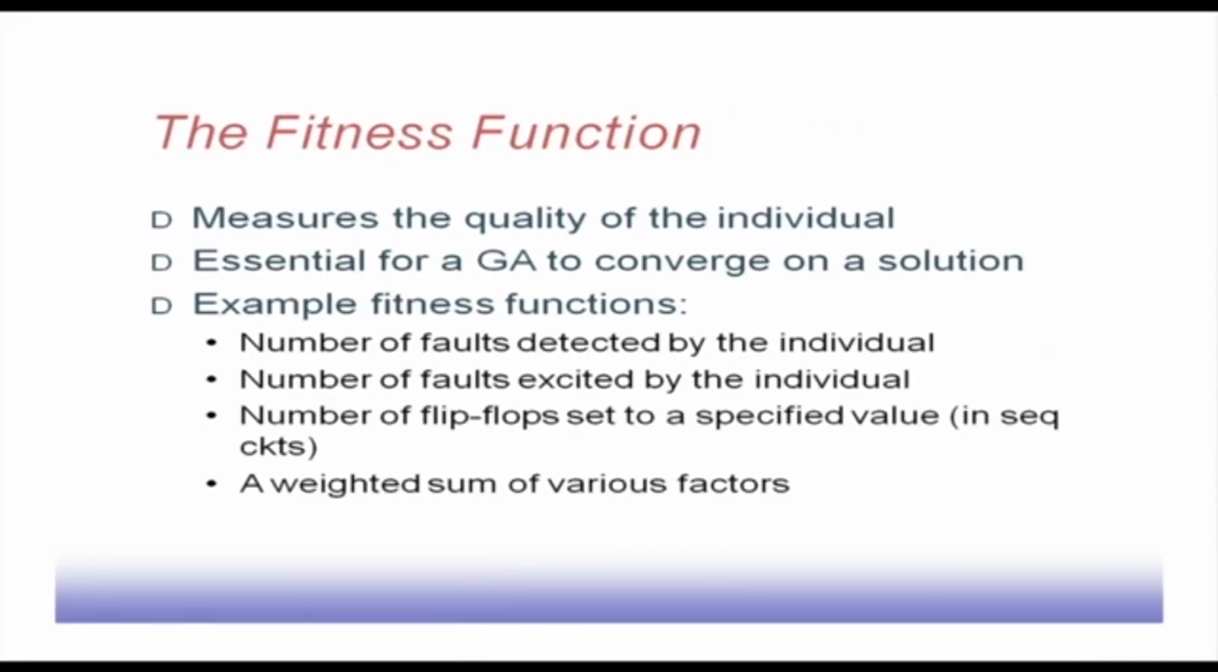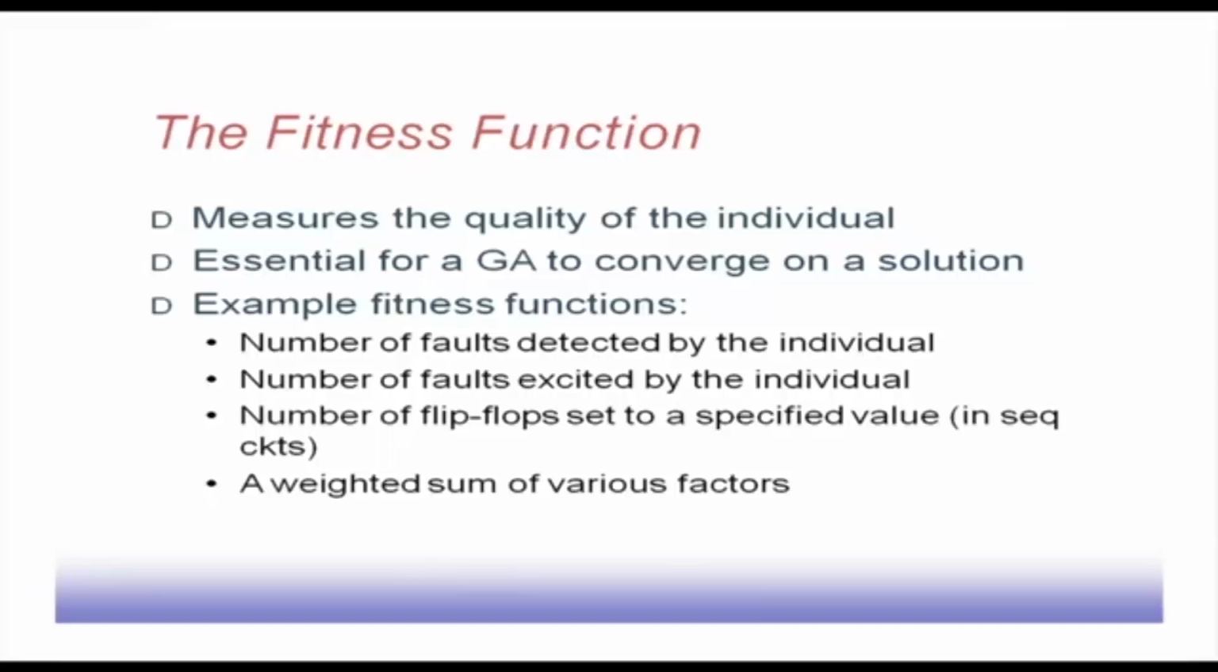About the fitness function, it measures the quality of the individual, and is essential for a GA to converge to a solution. The fitness function should be good, and it should reflect the actual fitness of the individuals. For this test pattern generation problem, we can have several such fitness functions, like the number of faults detected by the individual. That is one type of fitness function. Then the number of faults excited by the individual may also be a fitness function. The number of flip flops set to a specified value, which is important for sequential ATPG, may be another fitness function. Or we may have a weighted sum of these factors.